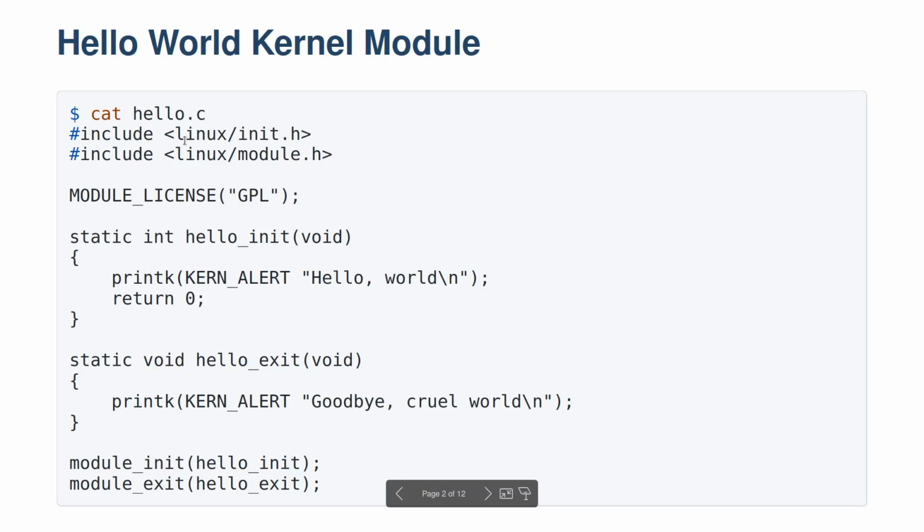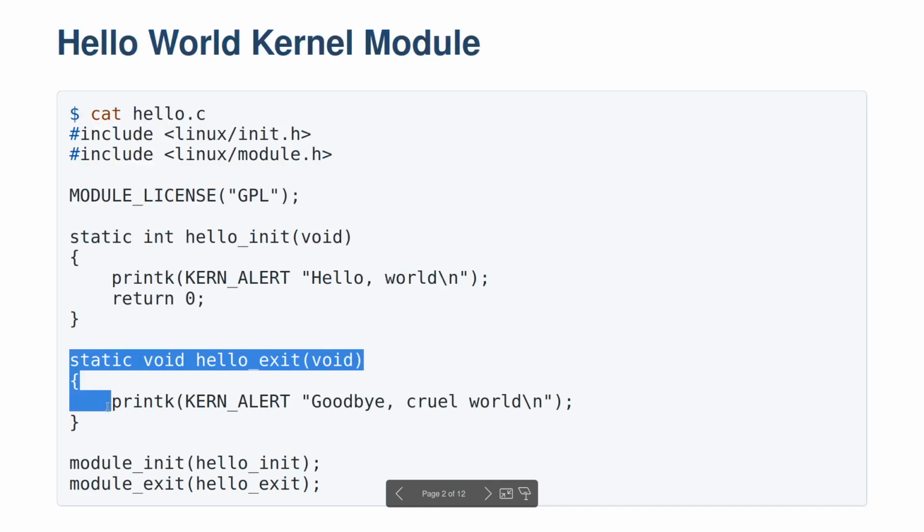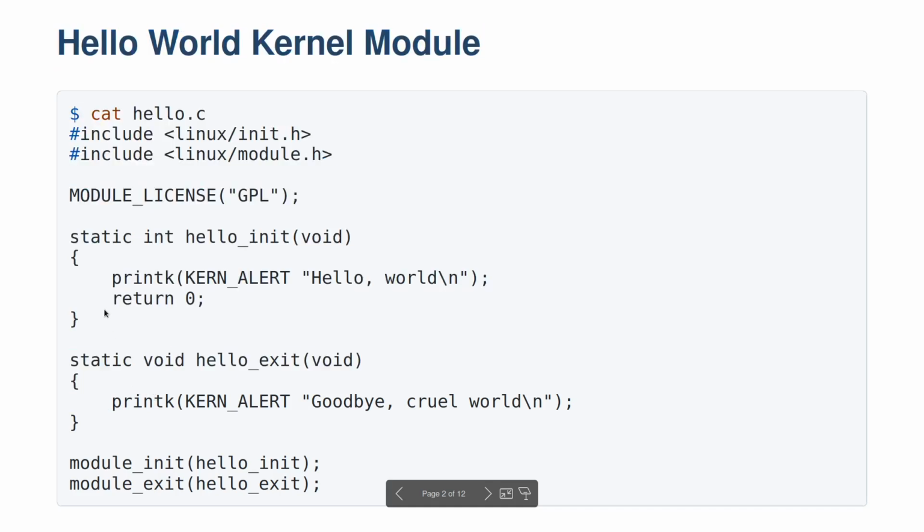We can see that we're including some Linux specific headers, right? This code will be compiled in the Linux kernel context. We have this sort of init function, which is kind of like our main function. It's a little bit different. And we also have something called the exit function, right? And we'll talk more about these things.